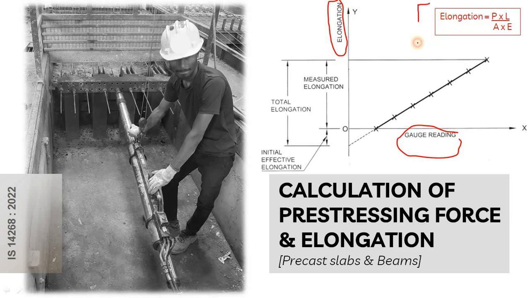Here we have the formula for elongation: elongation equals P times L upon A times E. P is the force, L is the length, that is the jaw to jaw length where the lock is fixed on both ends, A is the area, and E is the modulus of elasticity. We will see how this calculation is done using IS 14268 2022.